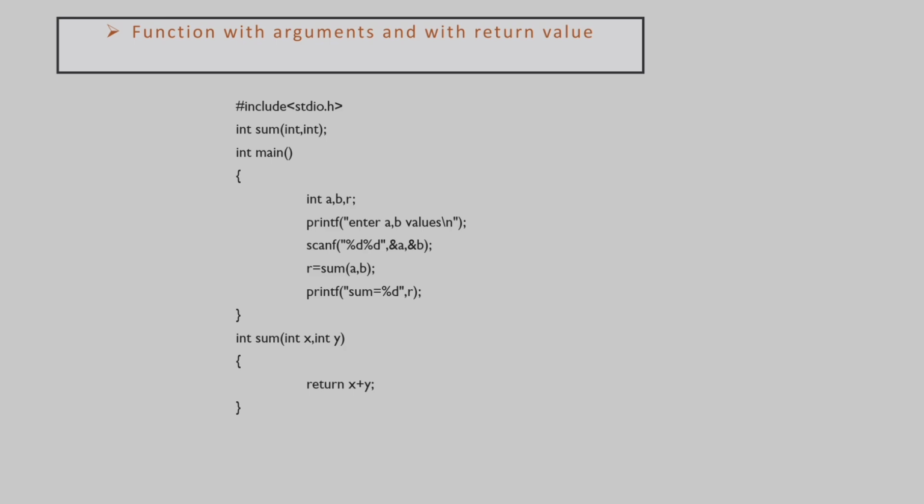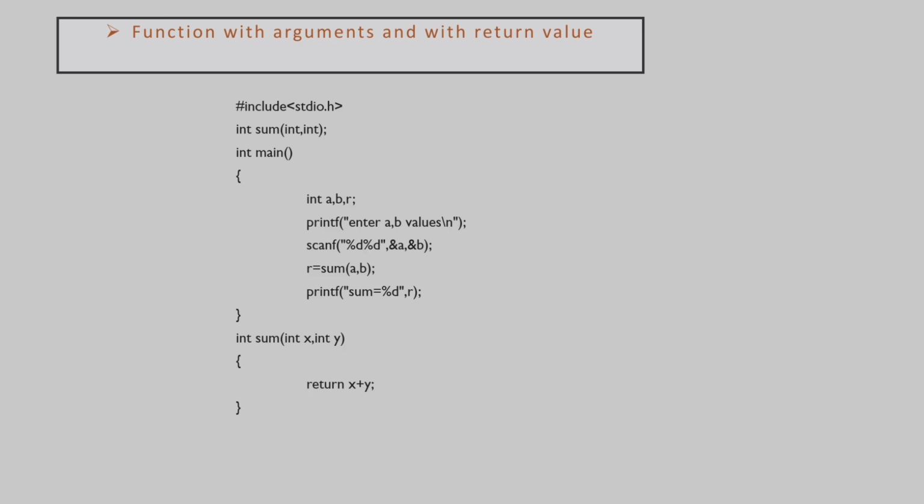Hash include stdio.h preprocessor section. Now since it is with argument and with return value, we'll declare the return type int sum int comma int. Here int comma int are the arguments. Next int main, and here we'll declare int a comma b comma r. Then we'll ask the user to enter a b values and we'll give the scanf statement.